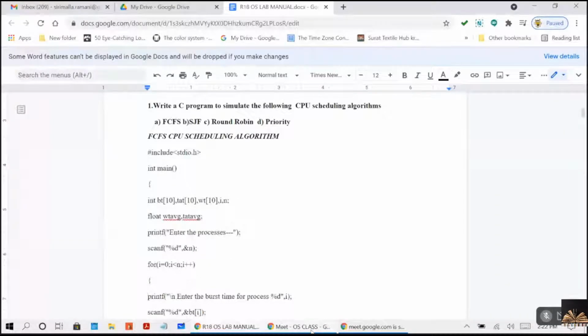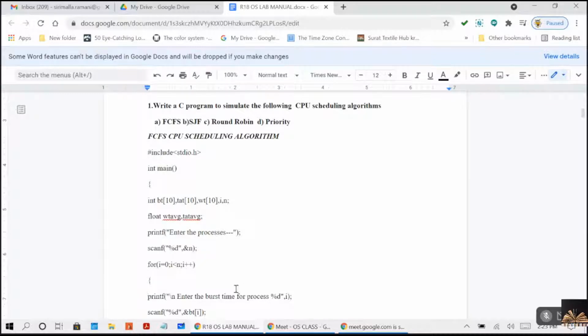As I already told you, we are not considering arrival times here. That means we are taking the scenario where all the arrival times are 0. I am initializing the burst time, turnaround time, waiting time, and the number of jobs. Here we use float values for the average waiting time and average turnaround time, because you will get decimal values.